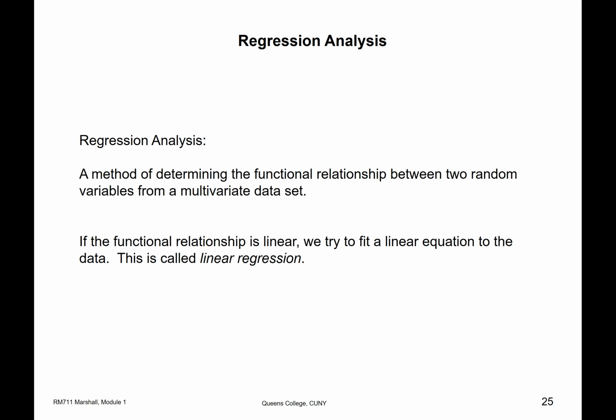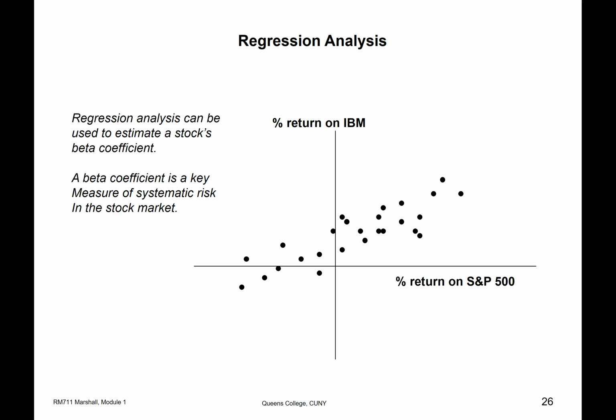Right, regression analysis is really a method of determining the functional relationship between two random variables from a multivariate data set. If that relationship is linear, then we try to fit a linear equation to the data, and this is what we refer to as linear regression. Right? And so with financial data, regression analysis can be used to estimate a stock's beta coefficient. The beta coefficient is a key measure of systematic risk in the stock market. And what you would be doing is looking at the return on a particular stock of your choice related to the return on the S&P.